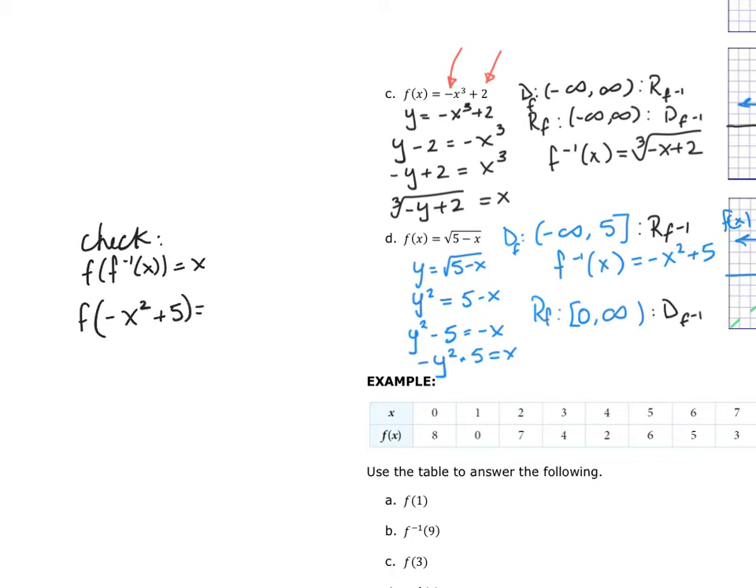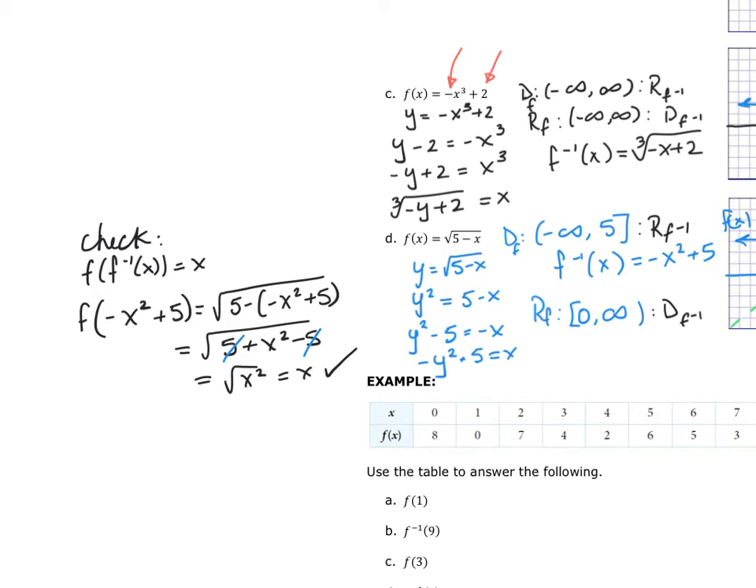I'm going to put that in the original function, so the square root of 5 minus negative x squared plus 5, which is equal to the square root of 5 plus x squared minus 5. You can see my 5's will cancel, leaving me the square root of x squared, which is just x. So that does check that way.